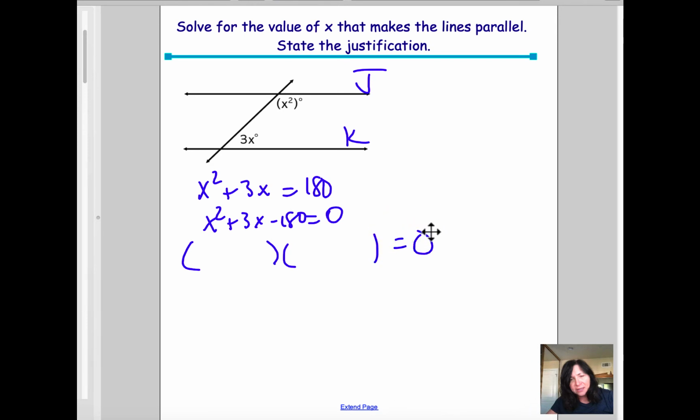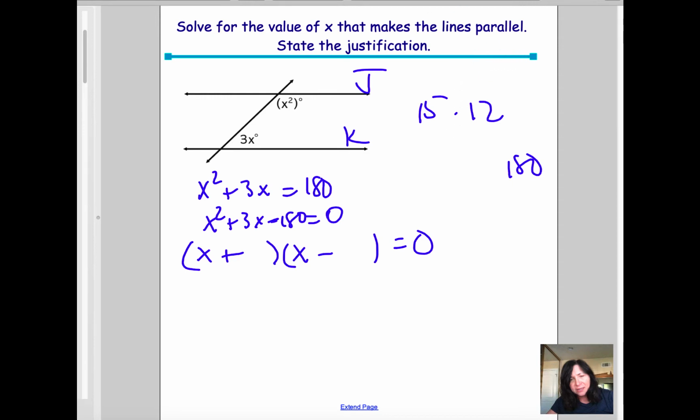What times what is equal to 180? Well, I know x times x equals x squared. To get a minus sign here, one's positive and one's negative. The obvious choice would be 18 times 10, but remember, the difference of those two has to be 3. So I'm going to try a higher number, 15. 180 divided by 15 is 12, which means 15 times 12 is 180, check, and there's a difference of 3.